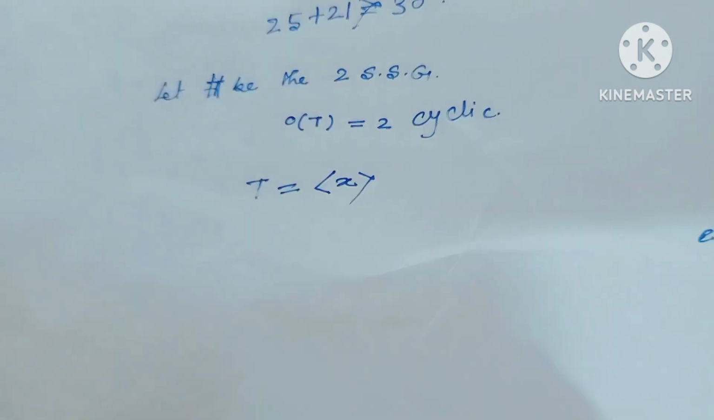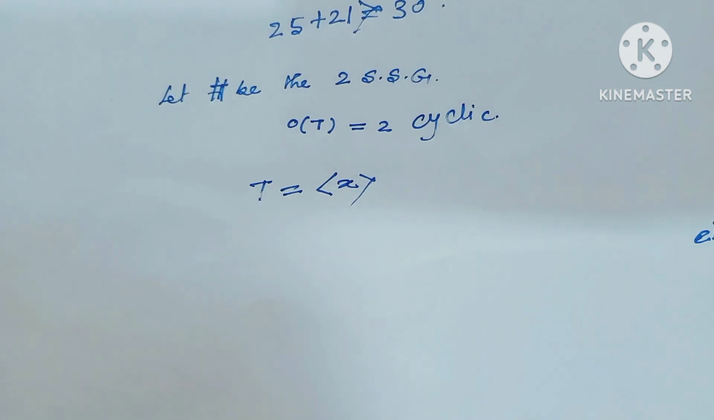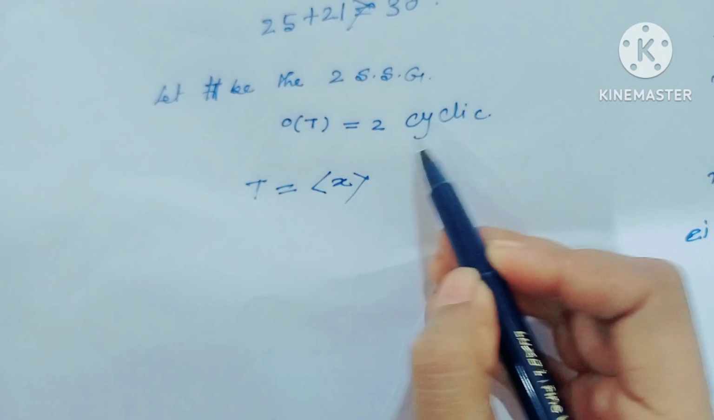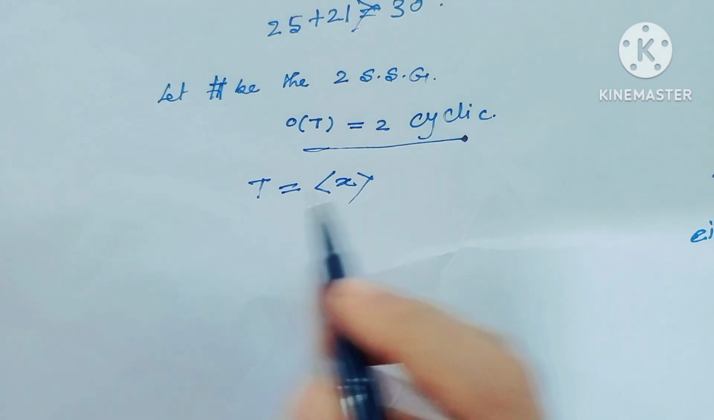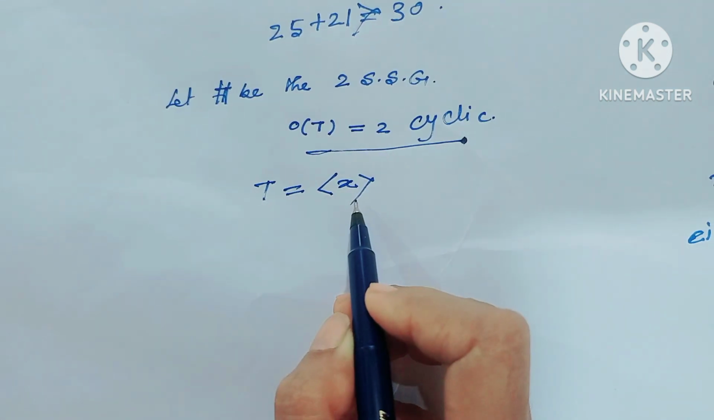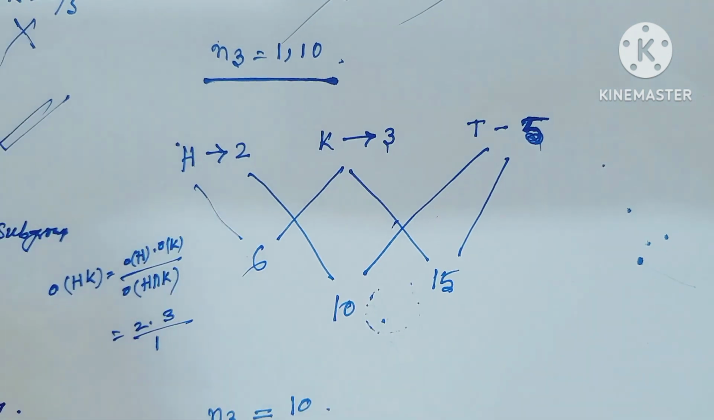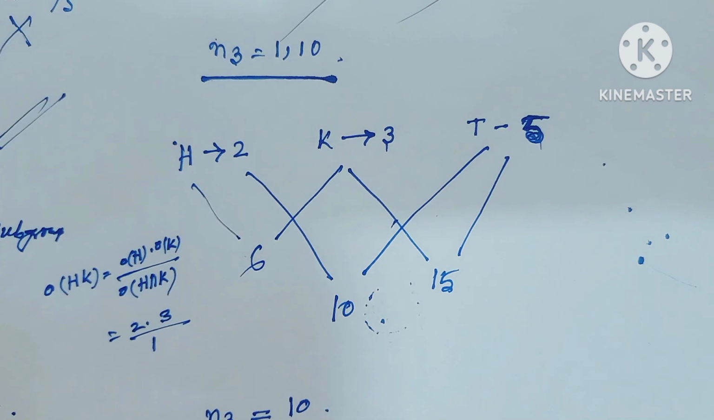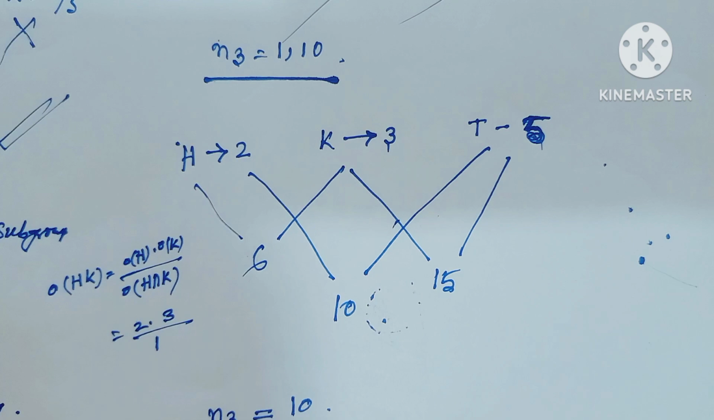And since T is the Sylow 2 subgroup, we all know, since the order of the subgroup is 2, and 2 is a prime number, this subgroup is always cyclic. So it always has a generator. Consider T is generated by x. And I have got either the Sylow 3 subgroup normal or the Sylow 5 subgroup normal in the group of order 30.